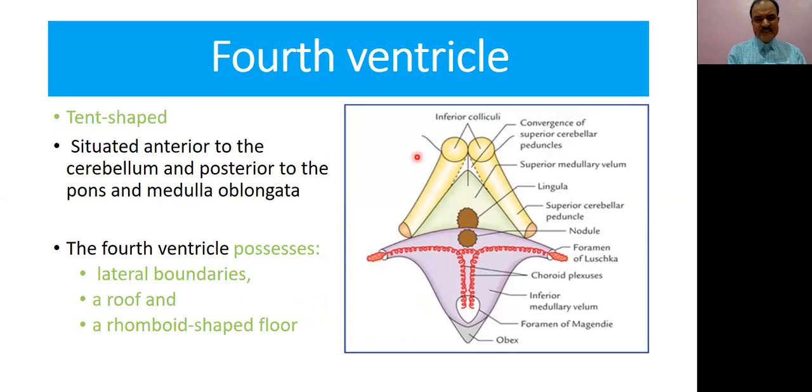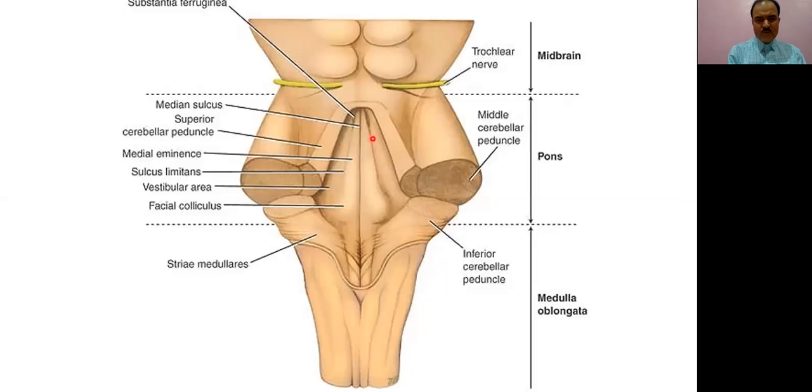The fourth ventricle, as you know, is a tent-shaped cavity stretched anterior to the cerebellum and posterior to the pons and the medulla. The fourth ventricle possesses two lateral boundaries on either side, a roof, and a rhomboid-shaped fossa. So this is the rhomboid fossa, or the floor of the fourth ventricle.